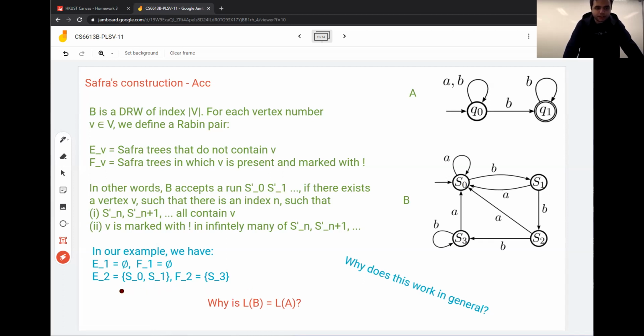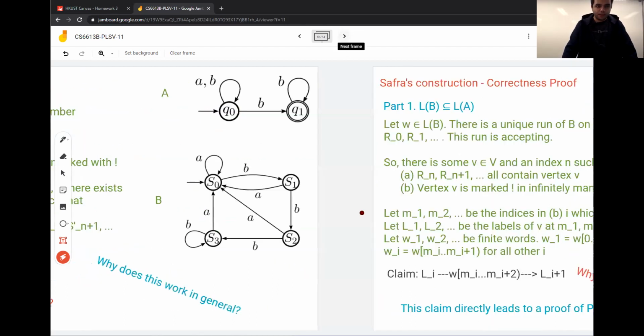So what does this mean? It means that it accepts runs that visit S3 infinitely many times and visit S0 and S1 only finitely many times. So let's see what kind of runs do that here. So these are the runs that go to S3 and then just see a B and remain in S3 forever, right? So these are exactly the runs with finitely many A's, the words with finitely many A's, which was the exact same thing as the language of our initial automaton. Okay, so at this point, this really sounds like magic, but why does this work in the general case?